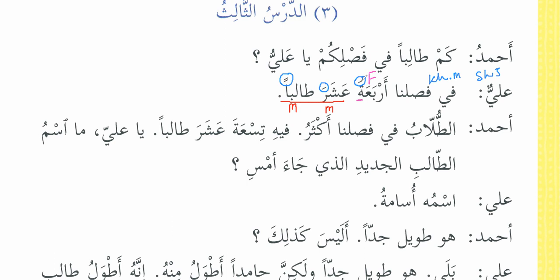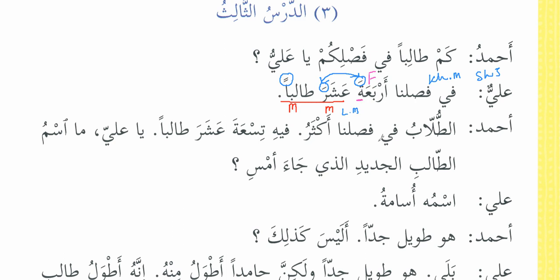So you don't have to check the haraka but the position in the sentence. So what is the position here after khabar muqaddam? Late mubtada. Mubtada muakhar. So if this is mubtada, it should be in marfu case. So the number arba'ata ashara is in marfu case, late mubtada. Ahmad says, At-tullabu fi faslina akthar.